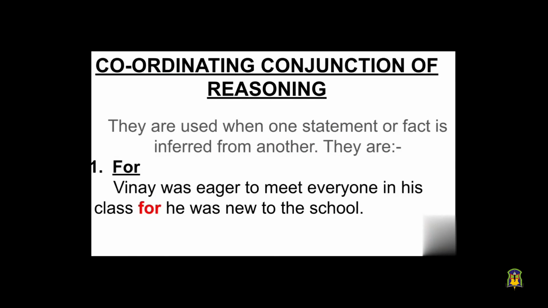And the last conjunction we are going to see, under coordinating conjunctions of reason, is for. Coordinating conjunctions of reasoning are used when one statement or fact is inferred from another. That is, it is used to convey the reason. So, the main conjunction we have used is for. Vinay was eager to meet everyone in his class, for he was new to the school. So here it conveys a reason why he was eager to meet everyone: for he was new to the school. So here it is giving the reason.